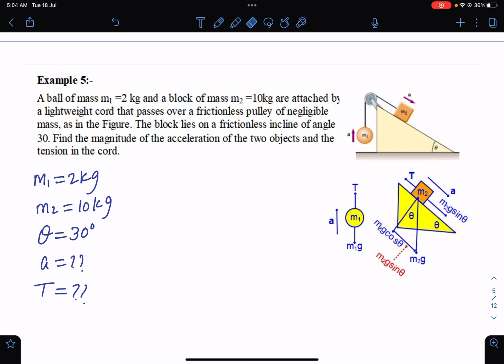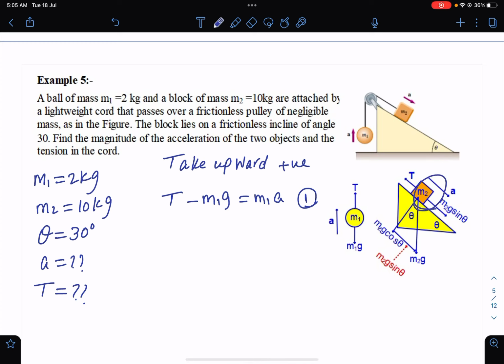Let's write the formula for M1. Since here acceleration is upward, we're going to take upward to be positive, because we usually take the direction of motion to be positive. So we're having T minus M1 g equals M1 a. This is equation number 1.